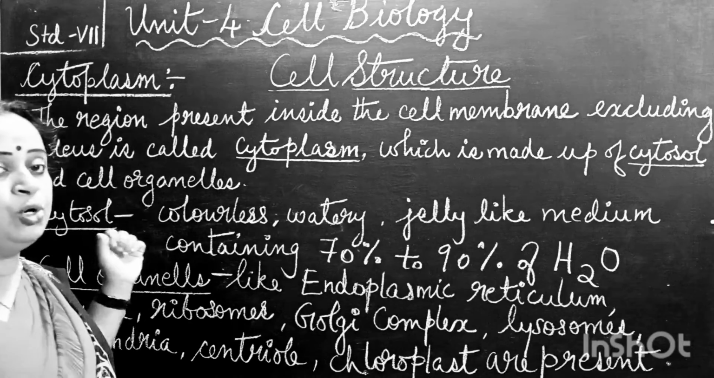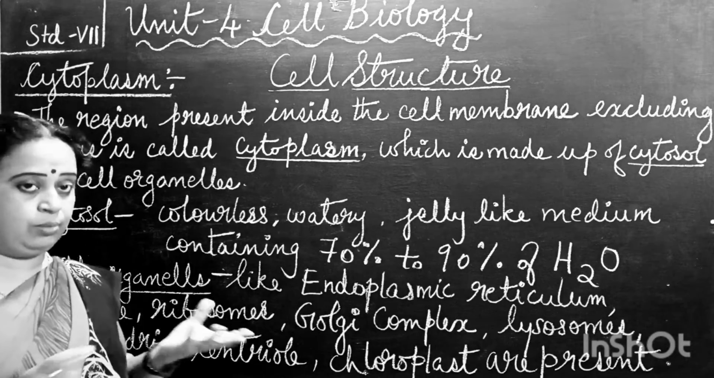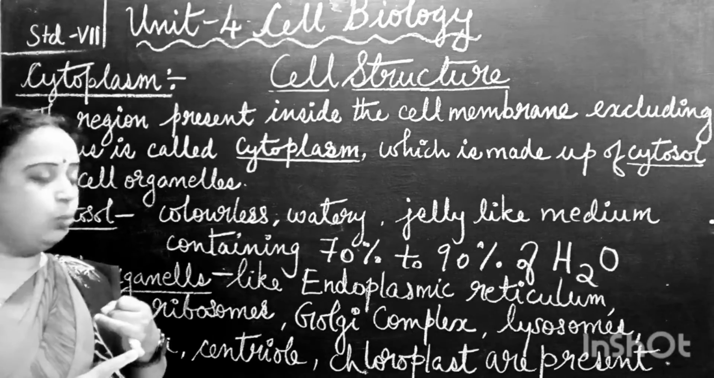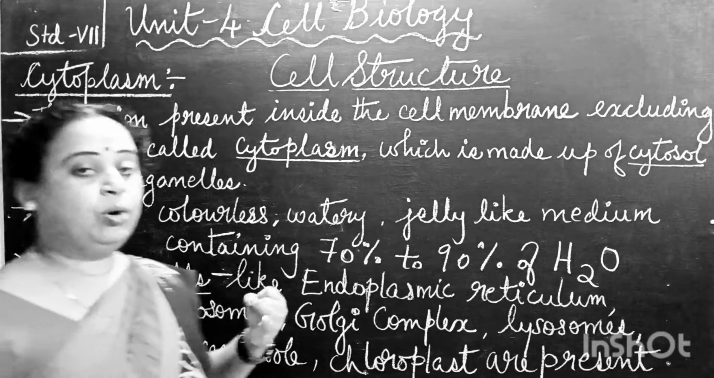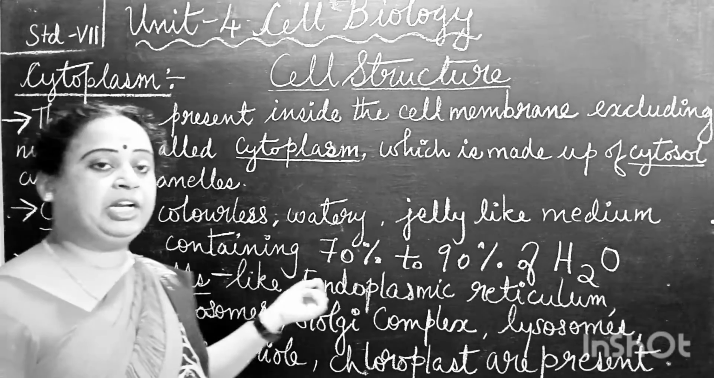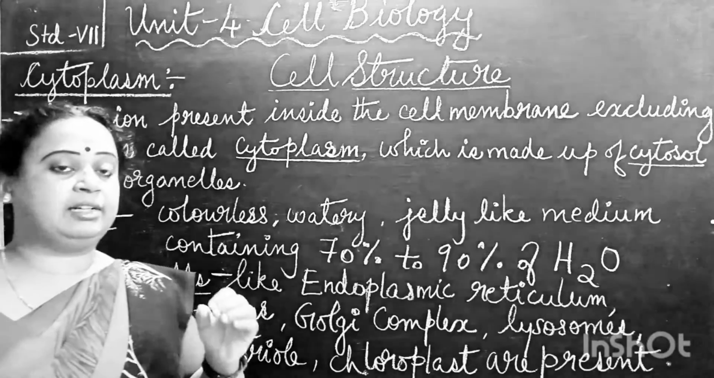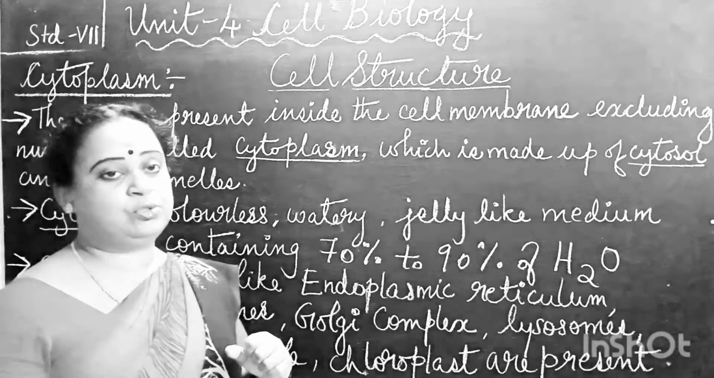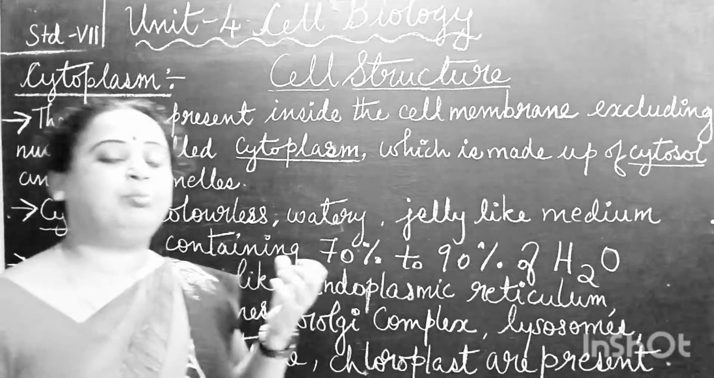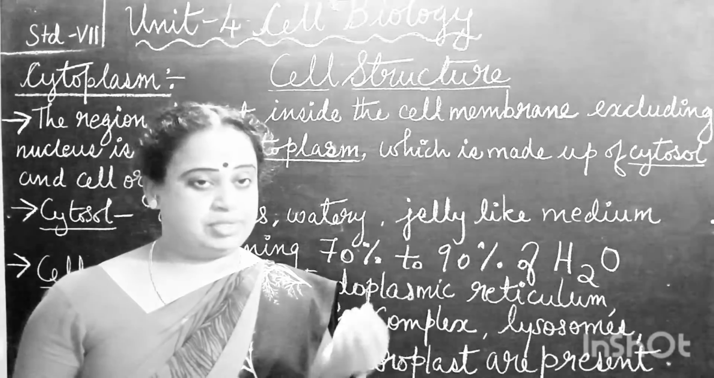So cytosol is colorless. It doesn't have color. It is watery. Why is it watery? Because 70 to 90% of water is present in the cytosol. That's why cytosol is watery, and moreover it is a jelly-like substance.